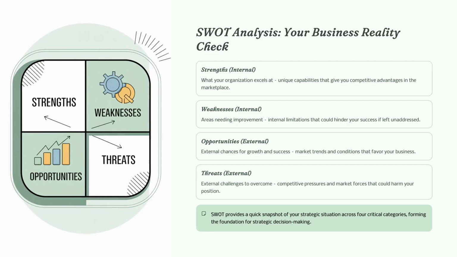The beauty of SWOT is its simplicity. In just 4 categories, you get a quick snapshot of your situation. But here's the catch. It's only as good as your honesty. If you're not realistic about your weaknesses or you're blind to potential threats, your analysis won't help you succeed.